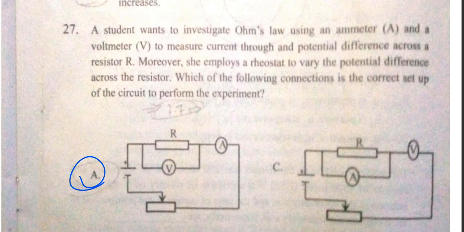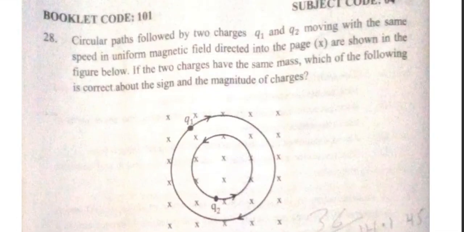A circular path followed by two charges Q1 and Q2 moving at the same speed in a uniform magnetic field directed into the page, as shown in this figure. The charges have the same mass. Which of the following is correct about the sign and the magnitude of the charges?